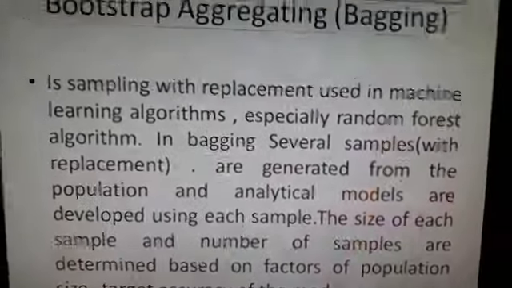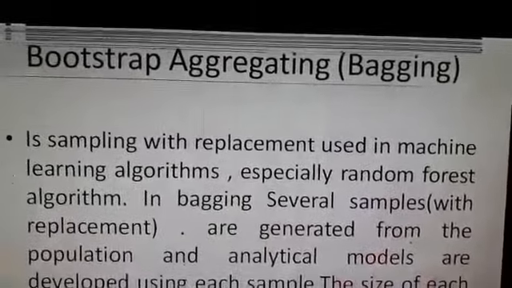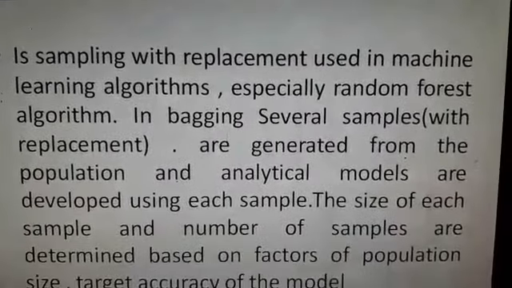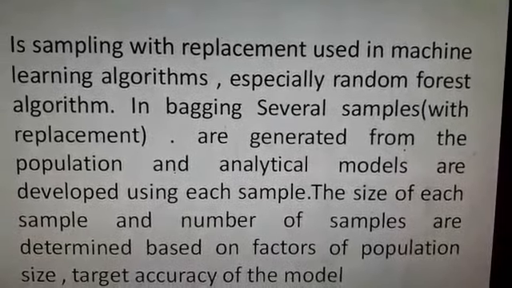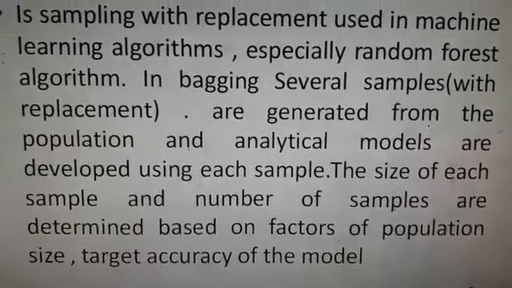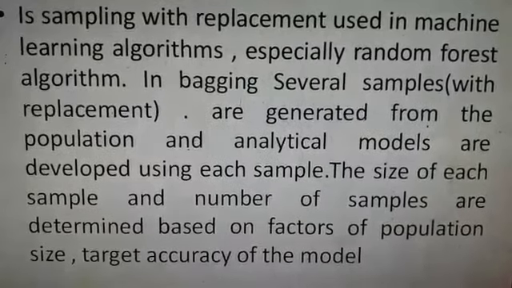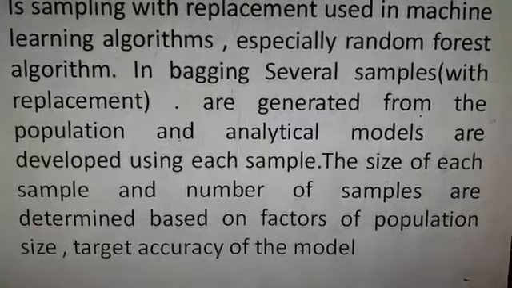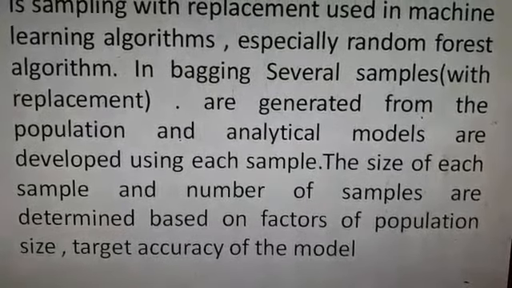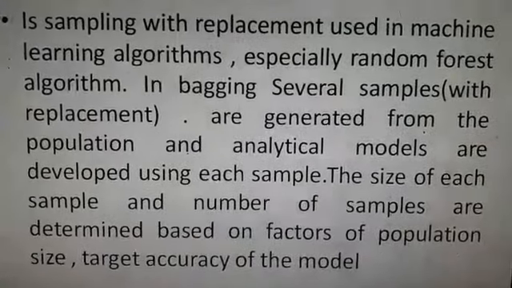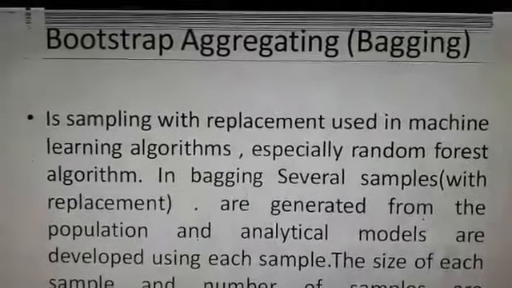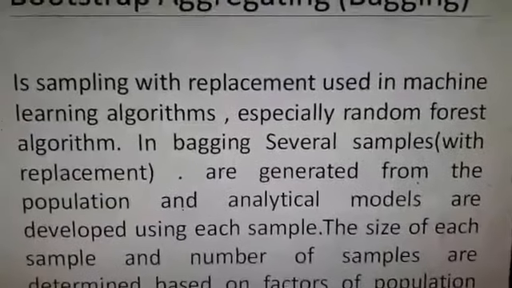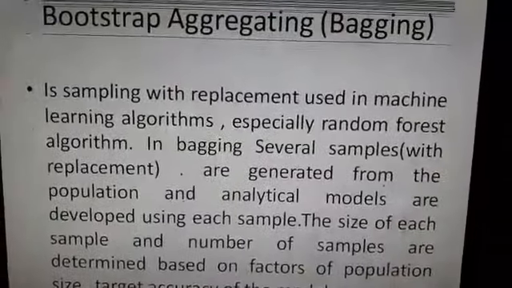Here we have a new process called bootstrap aggregating or bagging. It is sampling with replacement, normally used in machine learning algorithms, especially the random forest algorithm. In bagging, several samples with replacement are generated from the population, and analytical models are developed using each sample. The size of each sample and the number of samples are determined based on factors such as population size and target accuracy of the model. This is a new sampling, bagging, which is sampling with replacement. Normally it is used in machine learning algorithms.